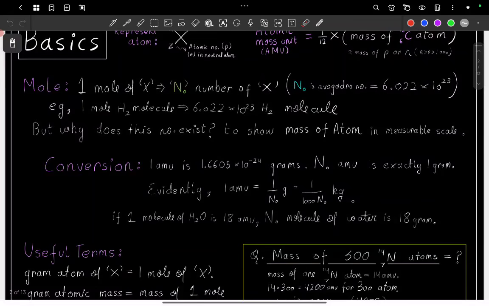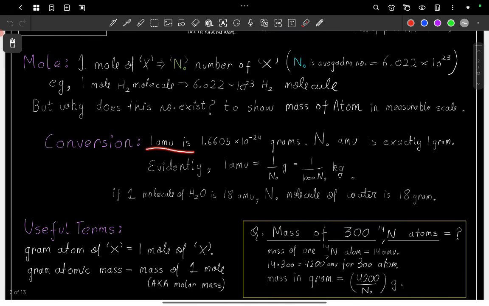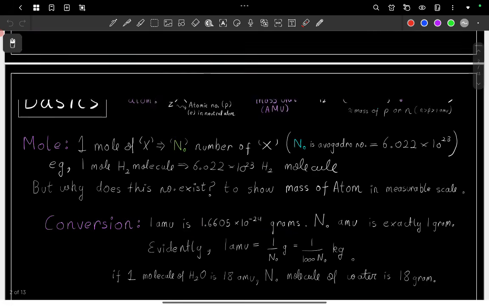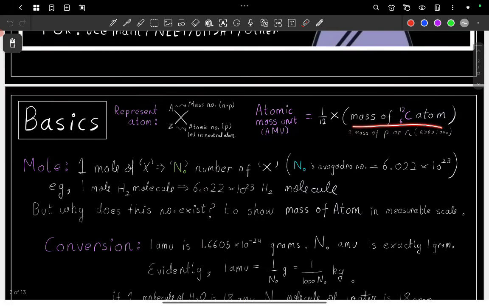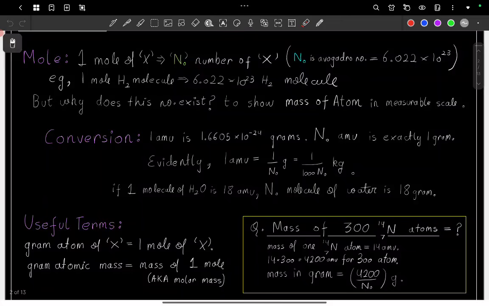But why does this number exist in the first place? It is to show the mass of atom in a measurable scale, and to be more specific, it is a conversion factor between the microscopic atomic mass unit and the macroscopic grams. How so? Well, one atomic mass unit is these many grams, which means the mass of a 12C6 carbon atom is going to be 12 times of this quantity. If 1 AMU is this many grams, then N naught AMU is exactly 1 gram.